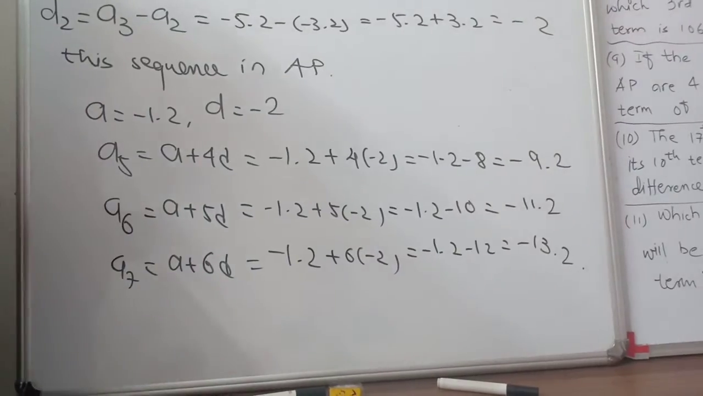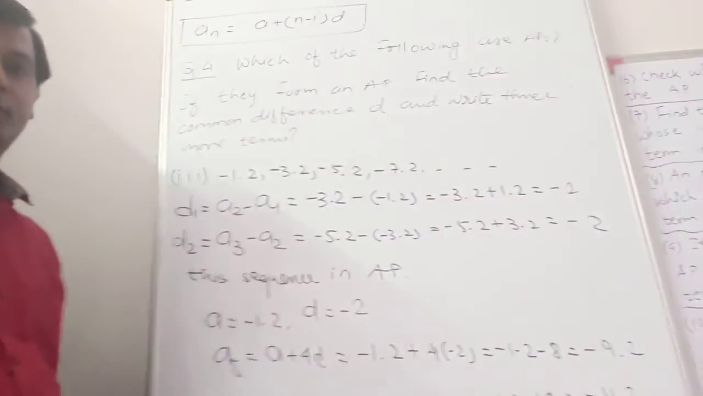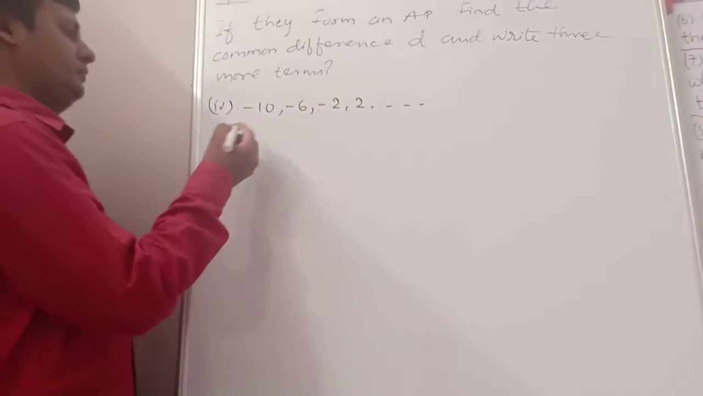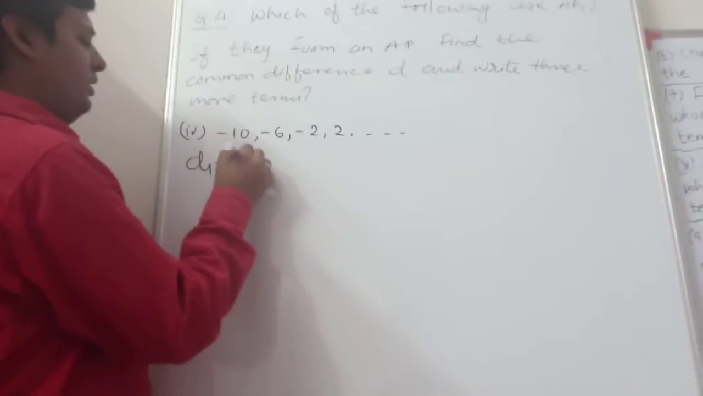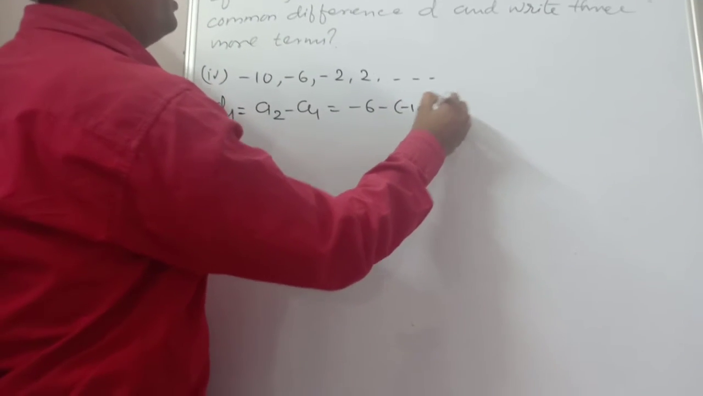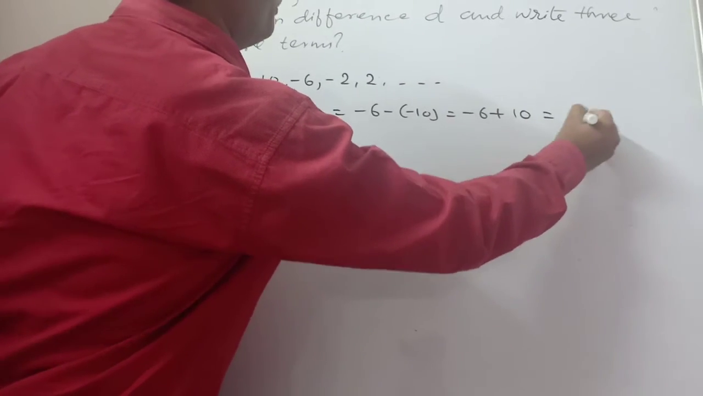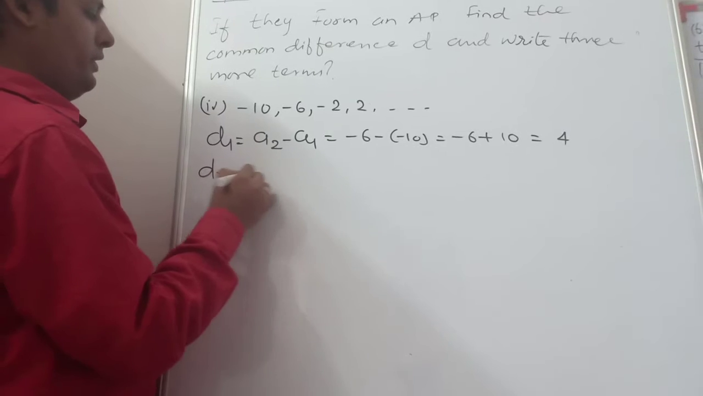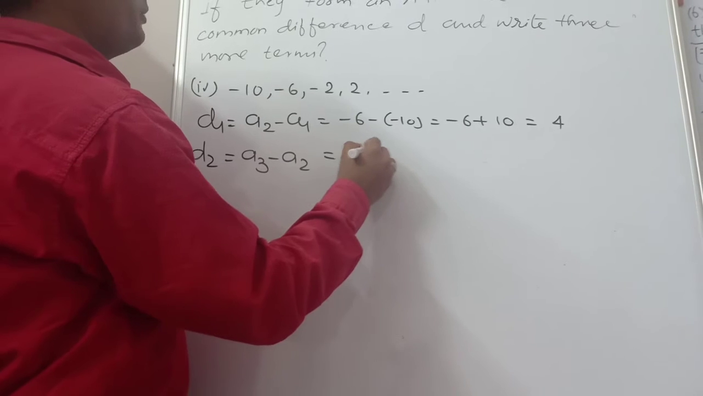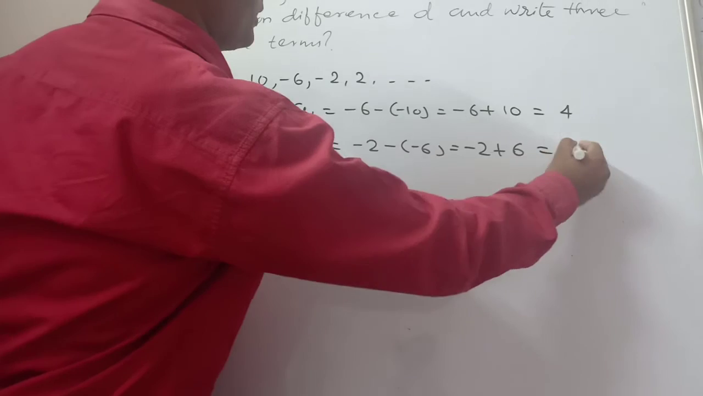To understand the question easily. Clear? Right? So question number 4. Here, first D1. Second term minus first term. So minus 6 minus minus 10 is equal to minus 6 plus 10. Okay, minus 10, sorry. So we got plus 4 as the difference. Now the second, A3 minus A2. Right, so third term is minus 2 minus into minus 6. So minus 2 plus 6 is equal to 4.